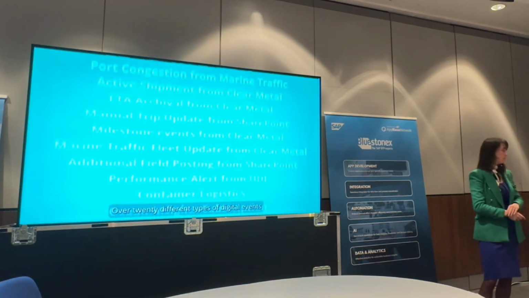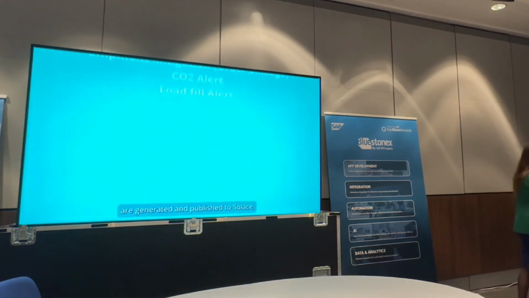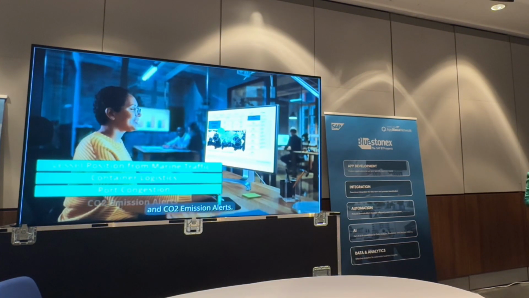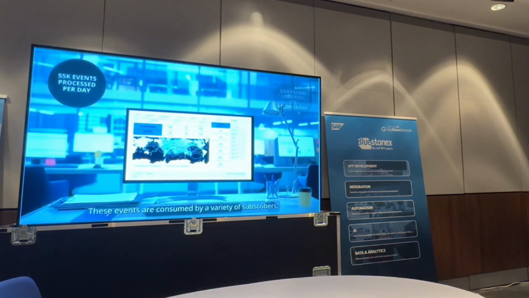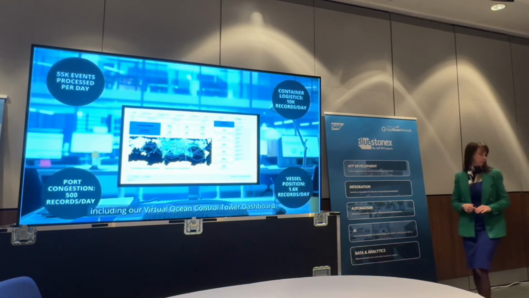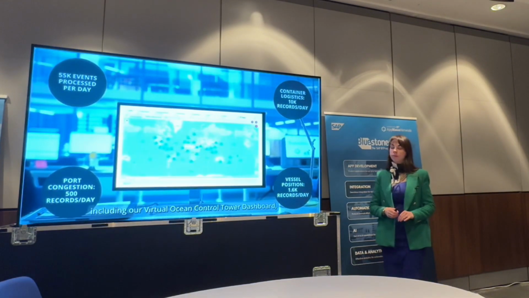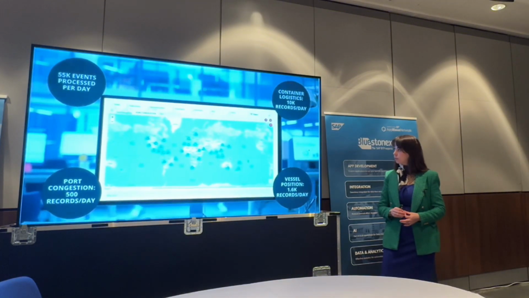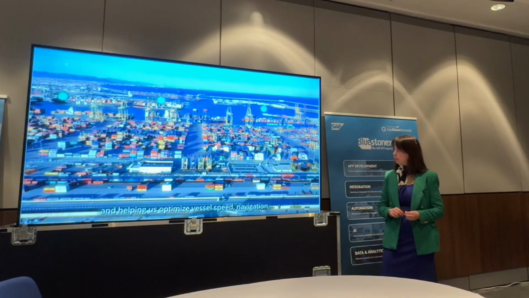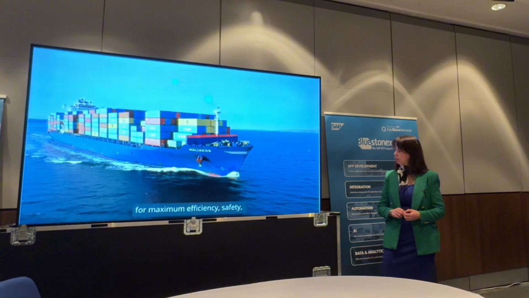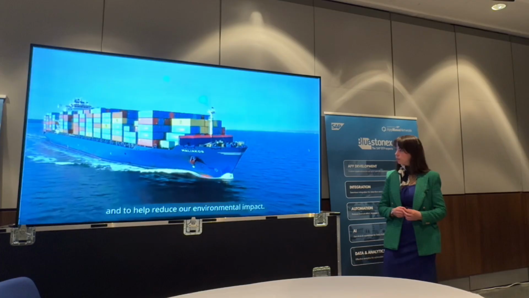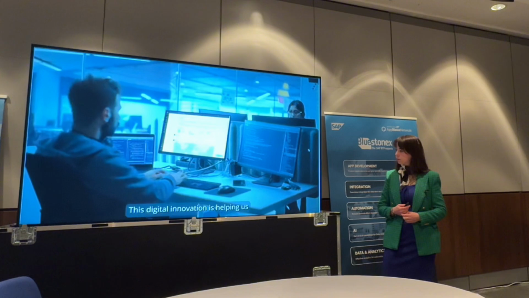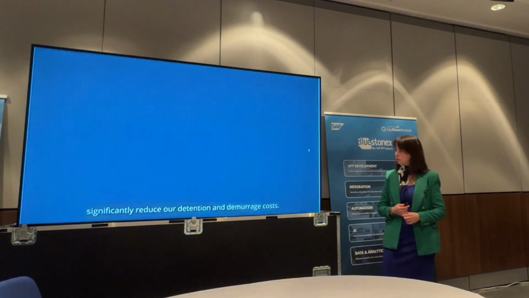Over 20 different types of digital events are generated and published to sites. Events like vessel position, container logistics, port congestion alerts, and CO2 emission alerts. These events are consumed by a variety of subscribers, including our virtual ocean control tower dashboard and an interactive Google map, giving users an overall view of goods in transit and helping us optimize vessel speed, navigation, arrival, and departure times for maximum efficiency, safety, and to help reduce our environmental impact. This digital innovation is helping us significantly reduce our detention and demurrage costs.